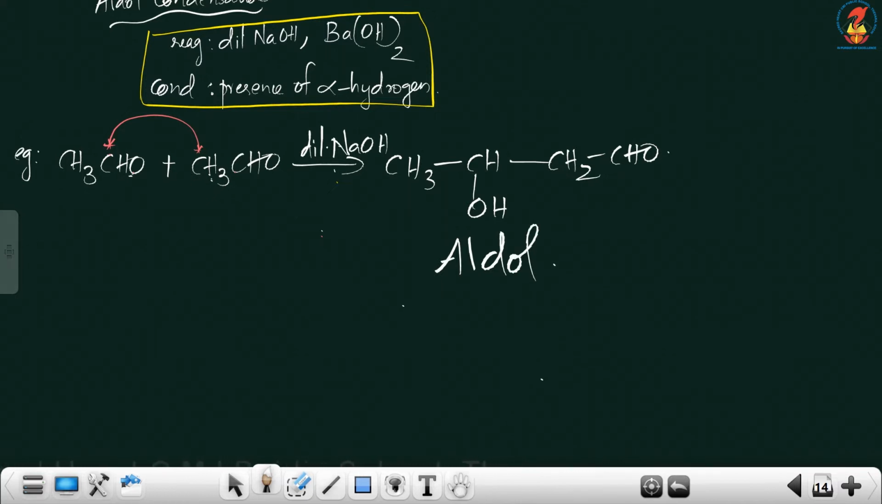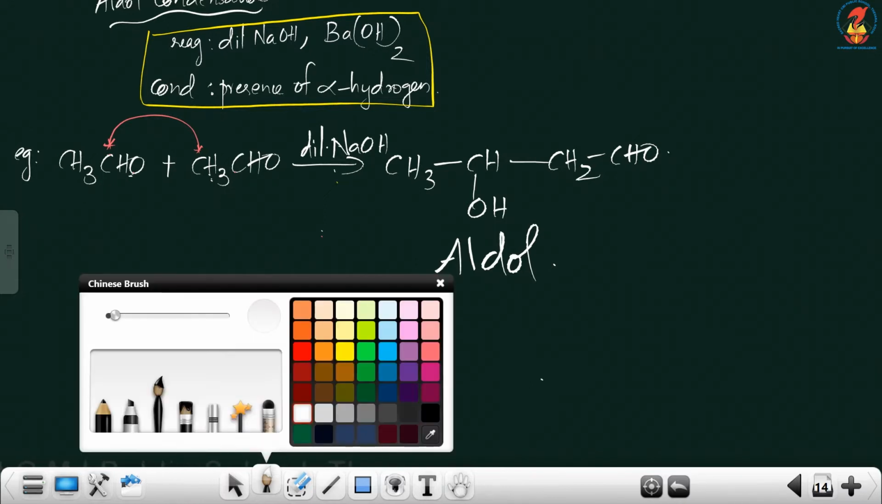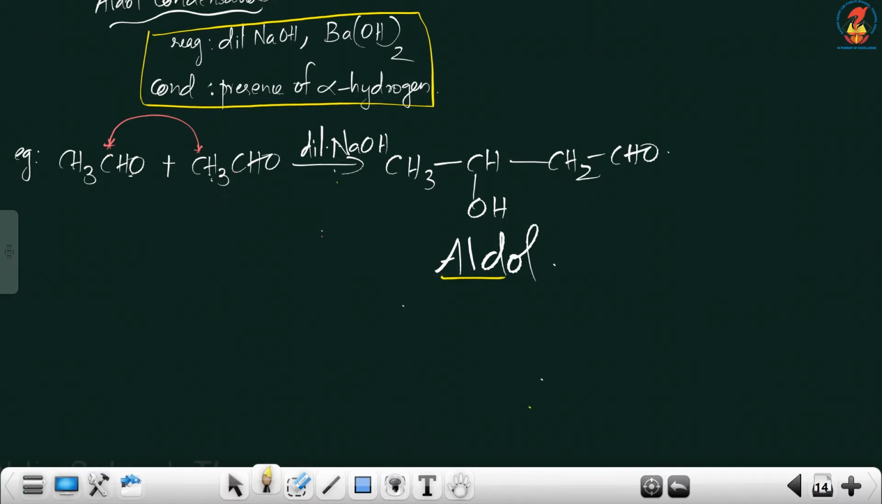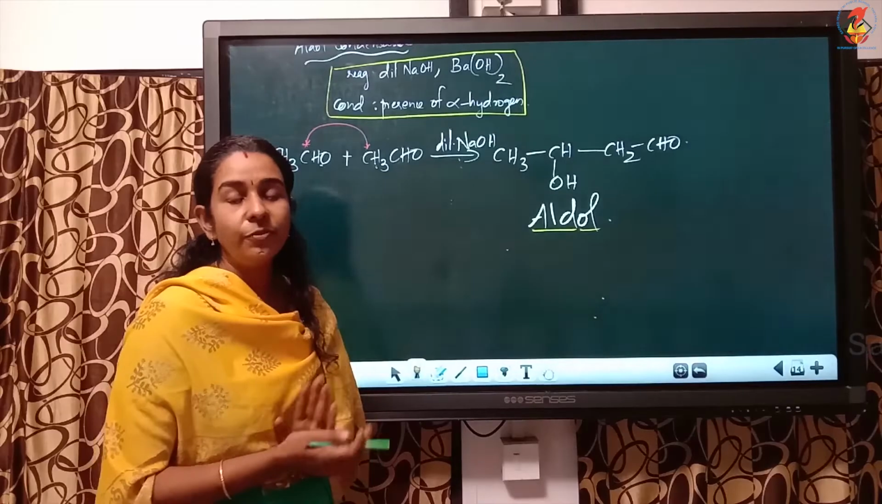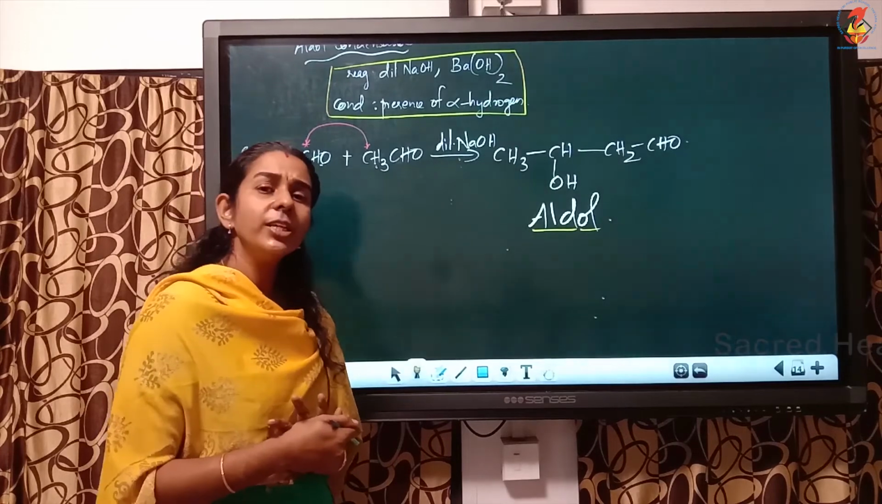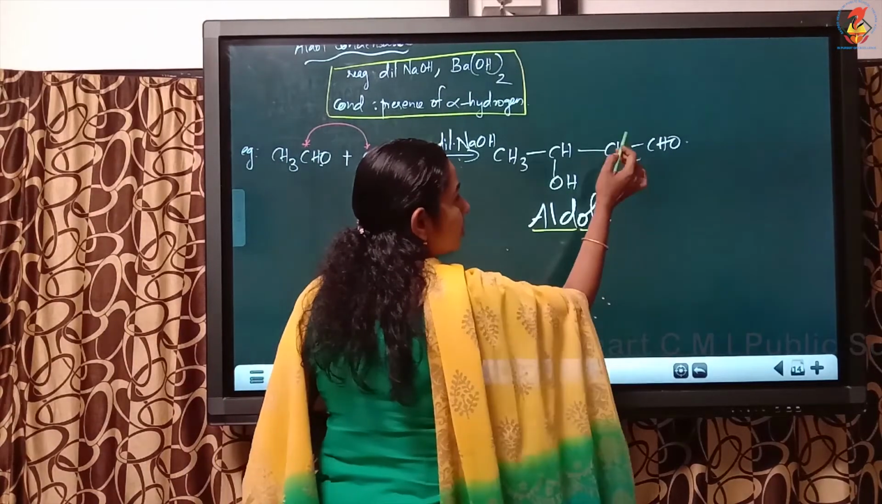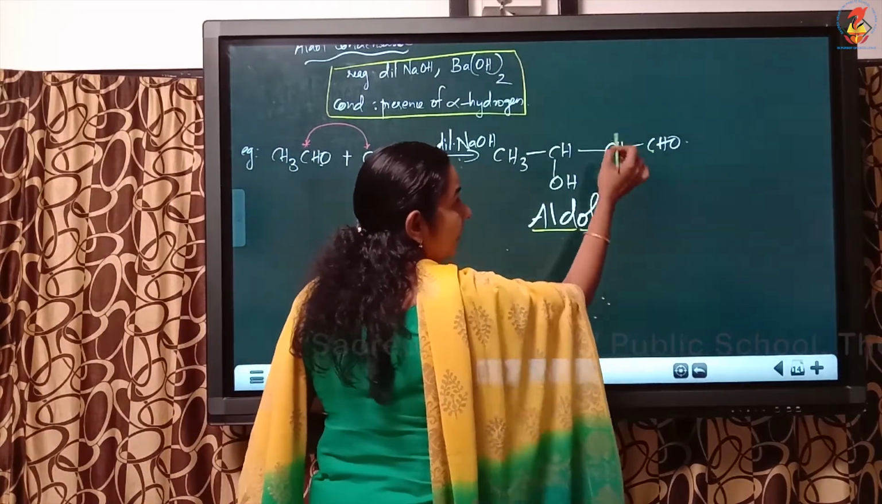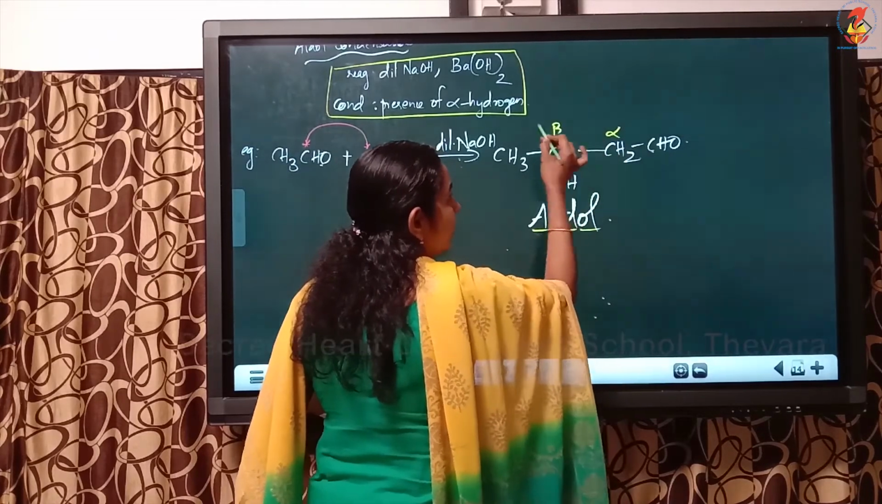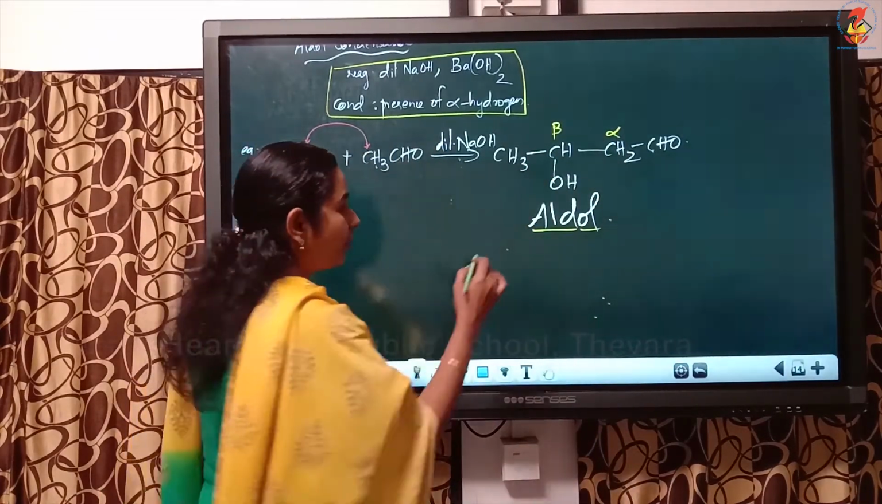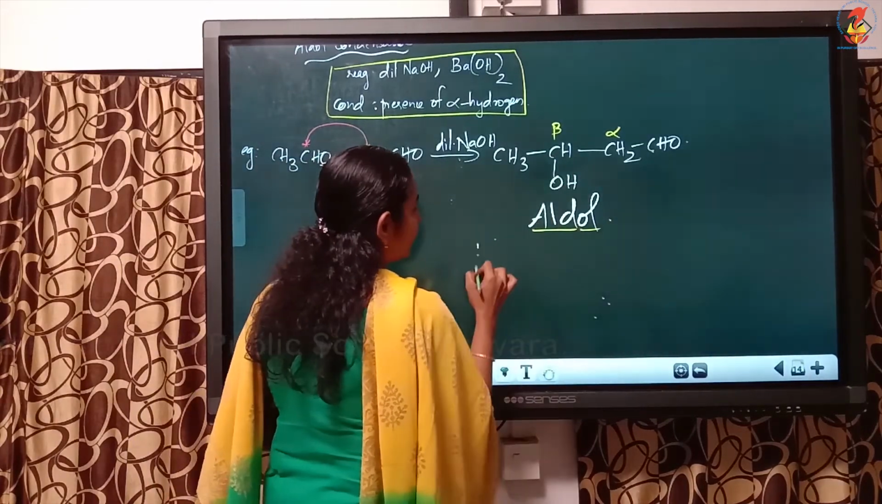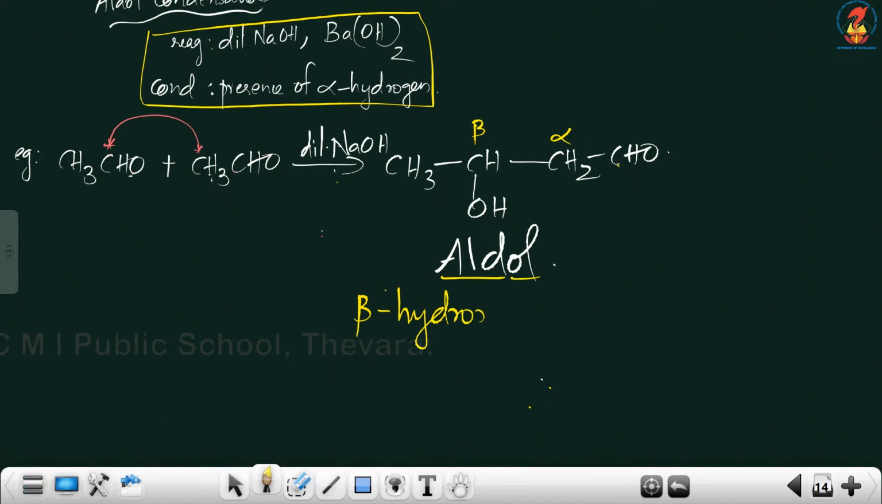So what is meant by aldol? From the name itself it is clear: containing aldehyde functional group and alcohol functional group. So here we have aldehyde group and OH group. The first product we are getting is known as aldol. Then what is another name for aldol? If you mark alpha and beta carbon, the highest priority functional group is aldehyde. So this is alpha, this is beta. On the beta carbon there is a hydroxy group, so it is beta hydroxy aldehyde.